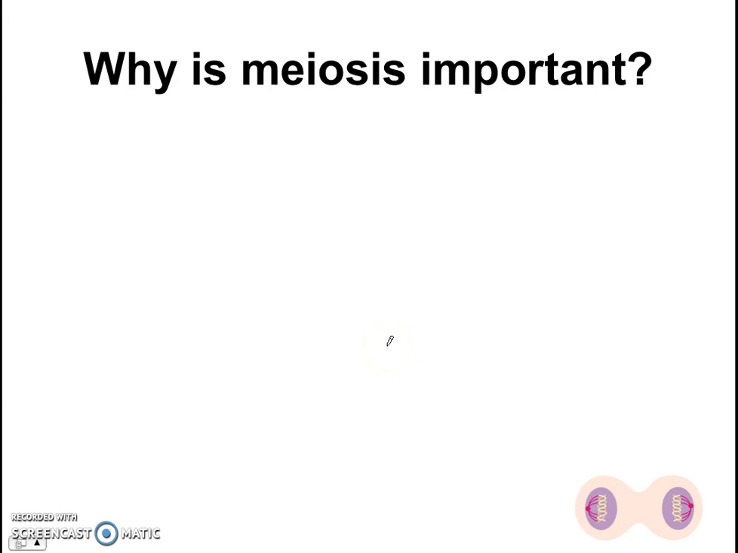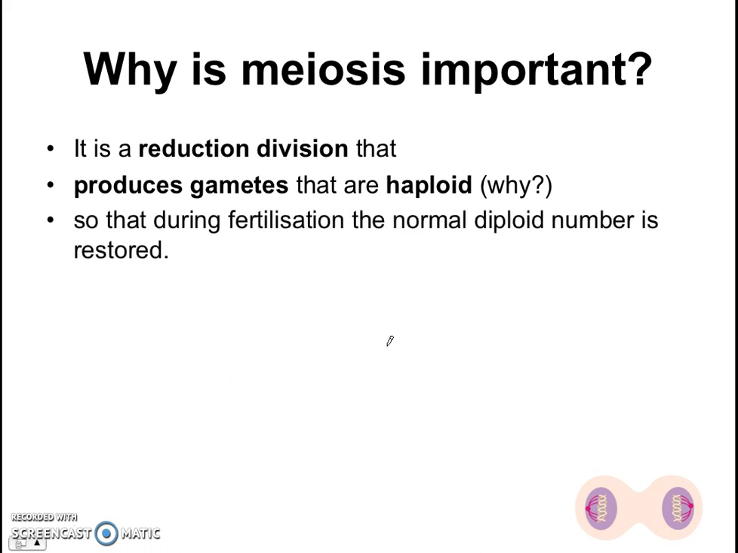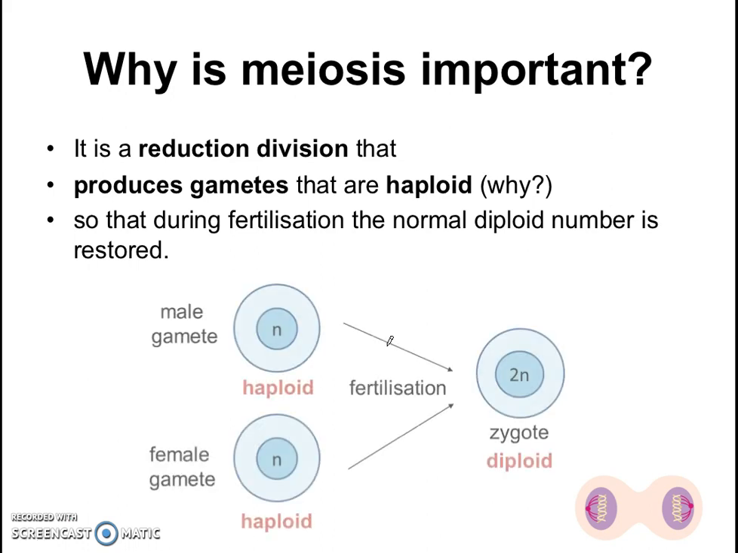Well, meiosis is another type of cell division, and it's important because it is a reduction division. And that means that it produces gametes that are haploid. Now, why is it important for gametes to be haploid? Well, so that during fertilization, when the gametes fuse together, the normal diploid number is restored. So we recall that in fertilization, the male gamete will fuse with the female gamete to form a zygote.